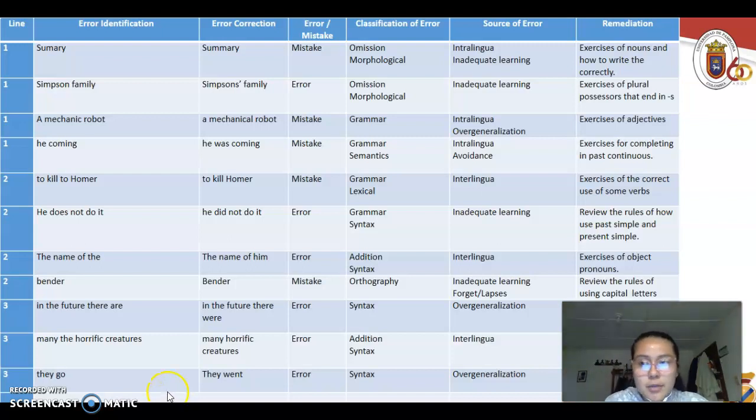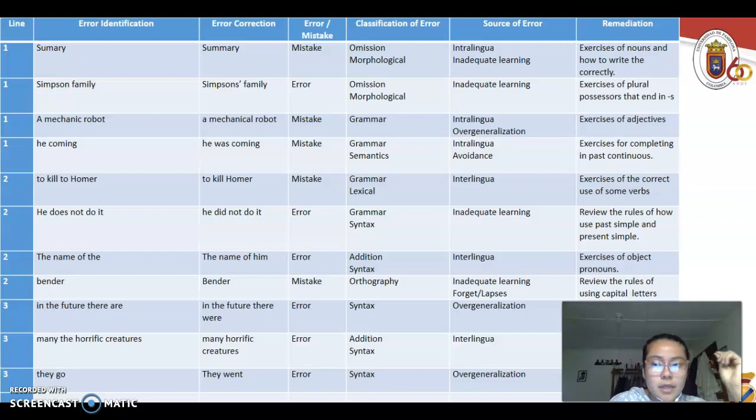In this chart we can find the line, the error identification, the error correction. We can classify between error and mistake, then the classification of error, and then the source of error. At the end we find remediation.